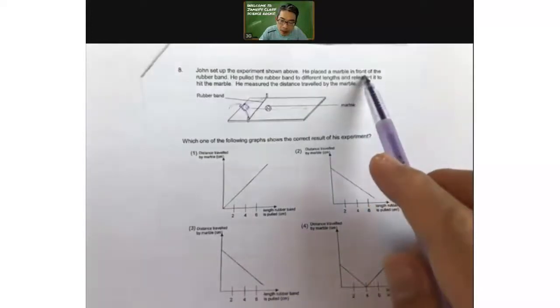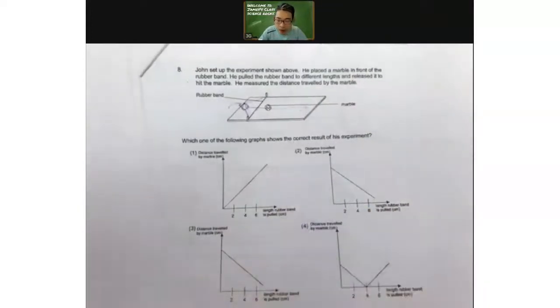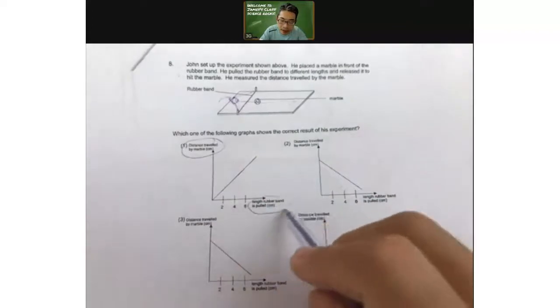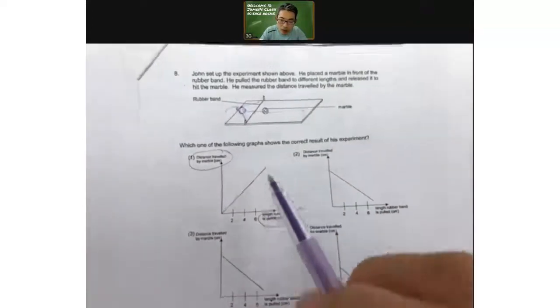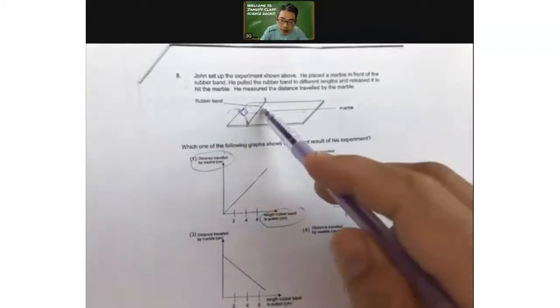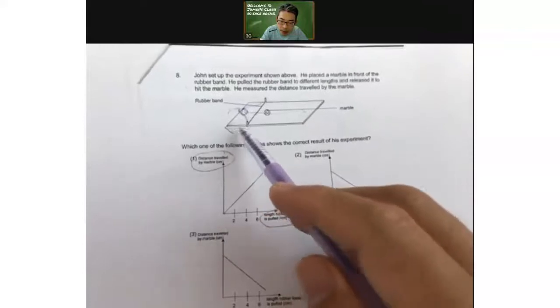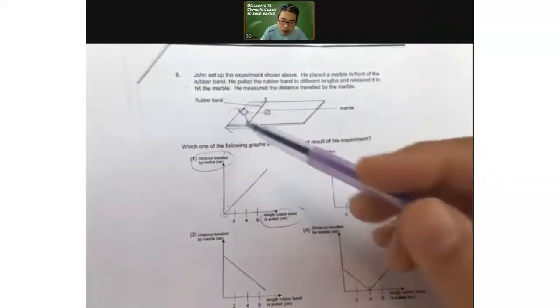Now, he places a marble in front and he does all this. Now, which one shows the correct result of your experiment? When doing graph questions, it's always important to look at the axes and how it's described. So this is the length of the rubber band that is pulled. In this case, length means you're not measuring this, you're measuring how much is being pulled, measuring this length. When it's at 0, it means that nobody is pulling on this.